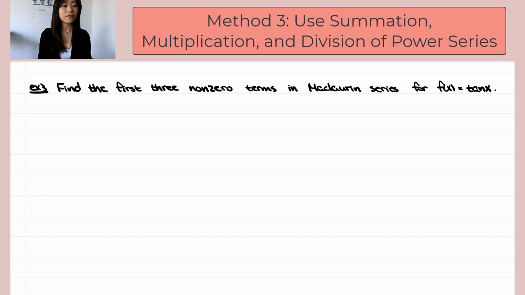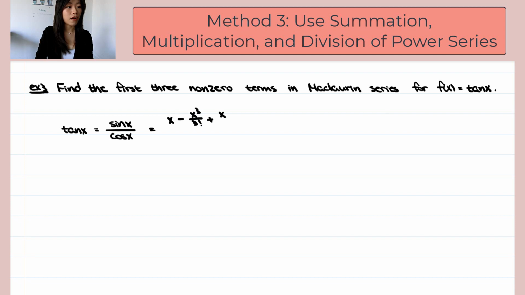So how can we express the function as a combination of functions that we know their Maclaurin series? We know that tangent of x also equals to sine of x over cosine of x. And we know the Maclaurin series for sine of x and cosine of x. The Maclaurin series for sine of x is x minus x cubed divided by 3 factorial plus x to the power of 5 divided by 5 factorial. And we only want the first 3 non-zero terms, so we do not need to worry about the other terms. Then divide this by cosine of x.